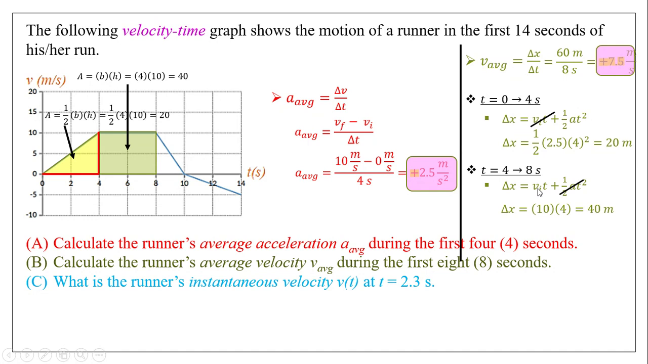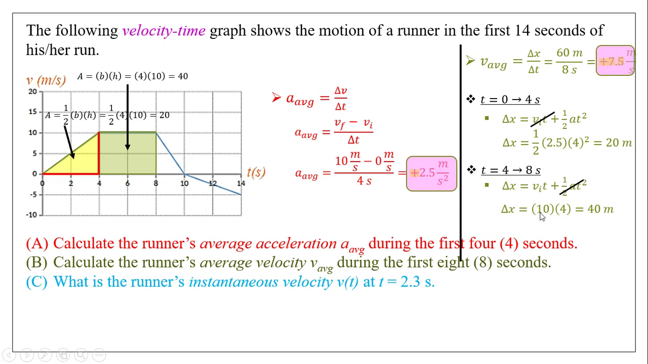So I can plug in my vi. You notice here my vi is 10, not 0, because this problem starts at 4 seconds. At 4 seconds, the graph tells me that it's moving at a rate of 10 meters per second. Well, how come my change in time is 4, not 8? Well, my change in time here is 4 because I'm doing the second segment, which is from 4 to 8, which is a difference of 4 seconds.